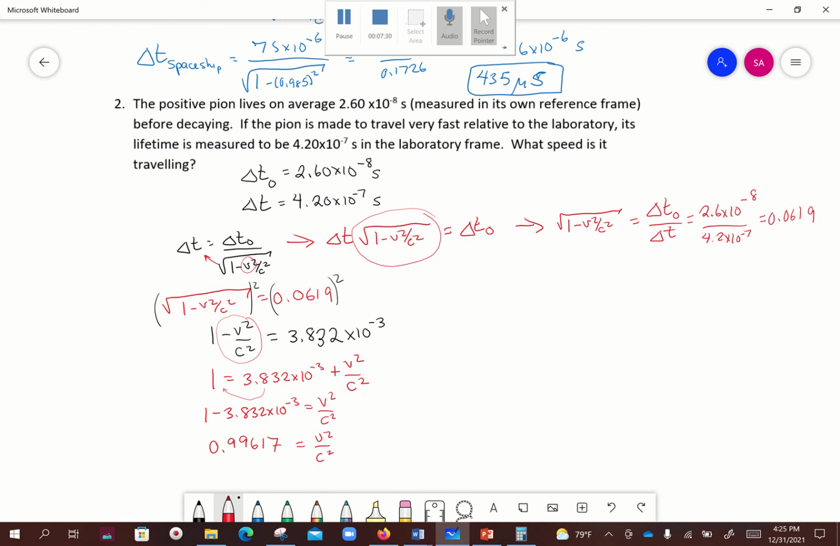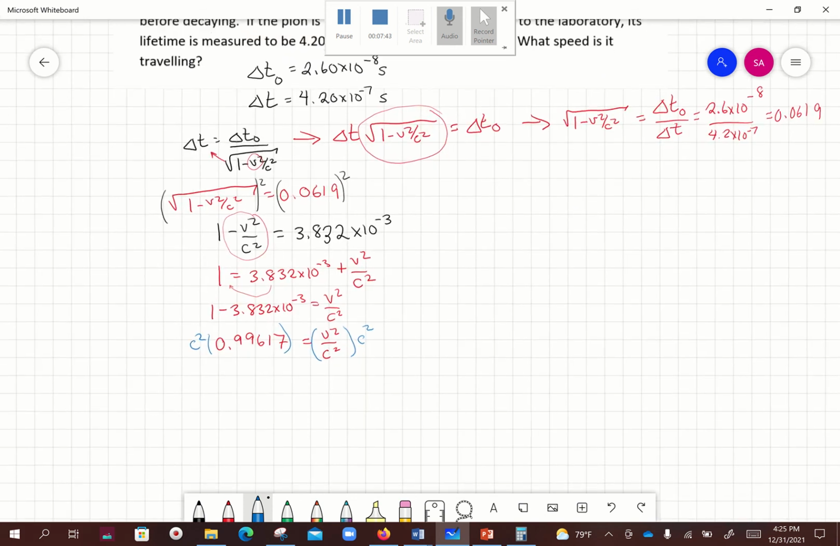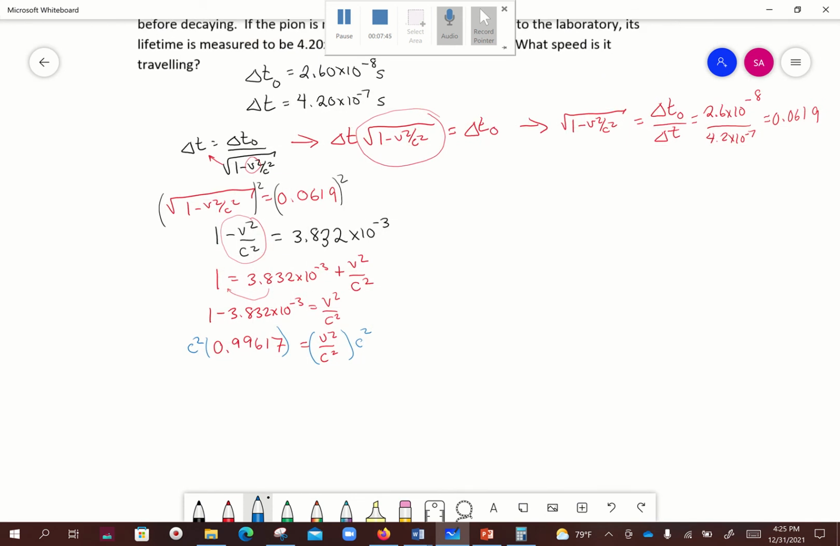All right, so now I'm getting close. So I've got v squared divided by c squared. To get it by itself, I'm going to multiply both sides by c squared. Okay, so now I've got 0.99617 c squared is equal to v squared. All right, so now only one more step. To get v, what am I going to do? I'm going to take the square root of both sides.